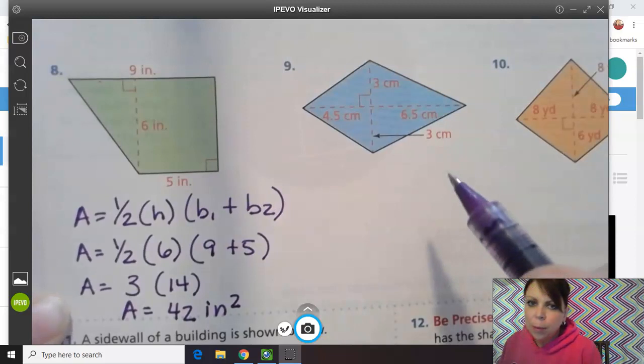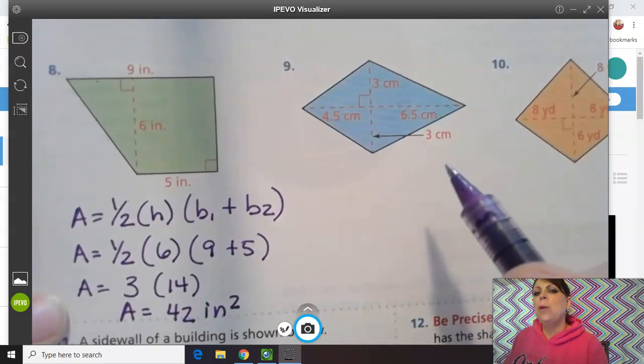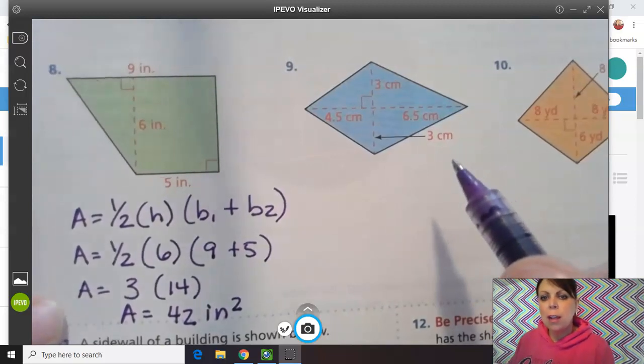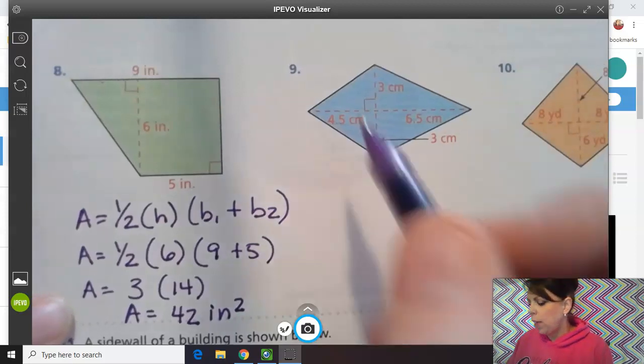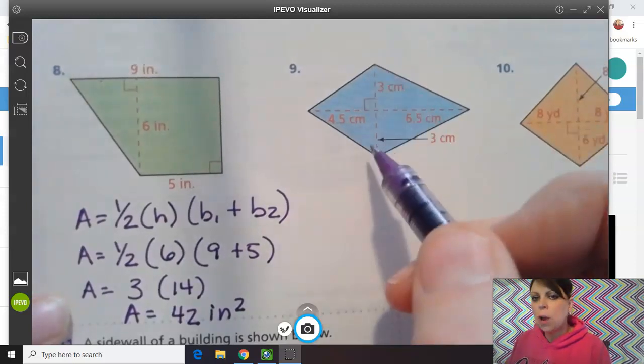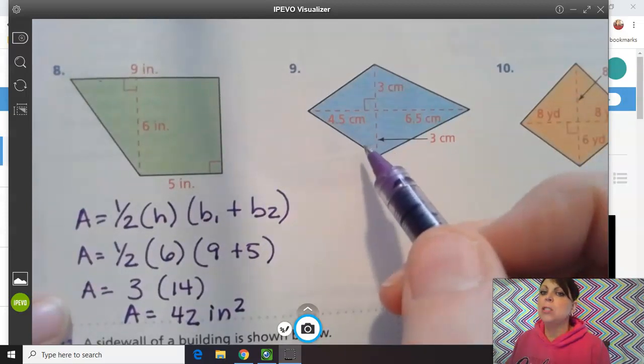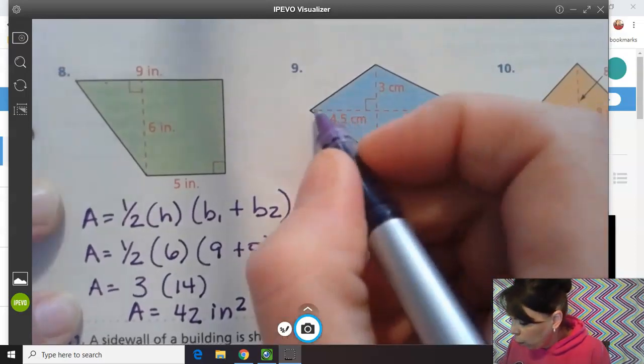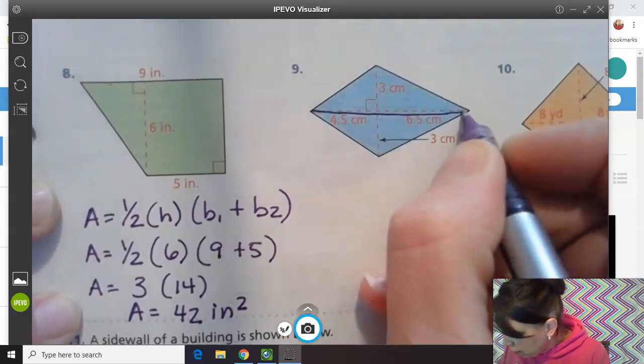And last one, problem number 9. Yesterday I told you if you guys can figure out a way to cut your triangle in half so that you have 2 identical triangles with the same measurements, then that's what you should do. So we are going to cut the triangle this way.